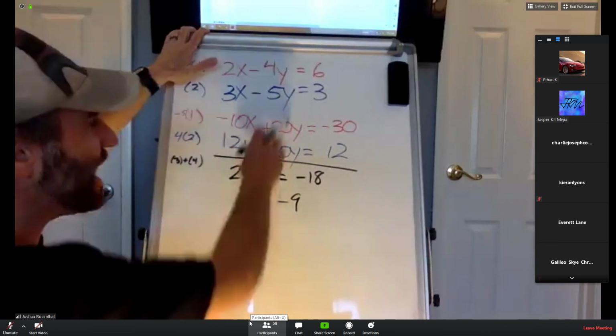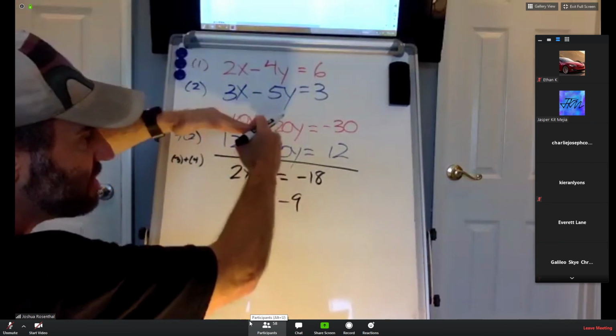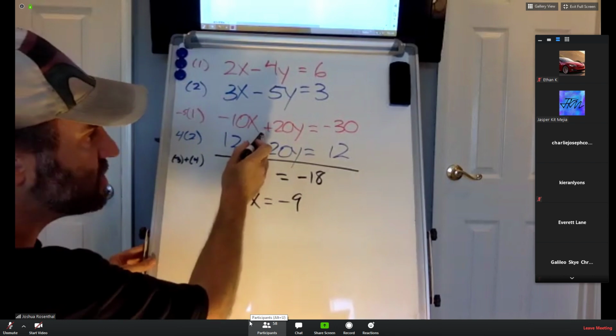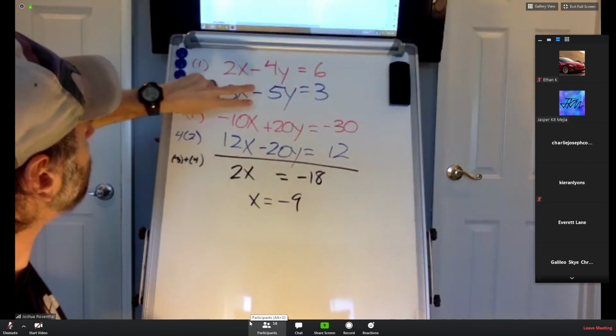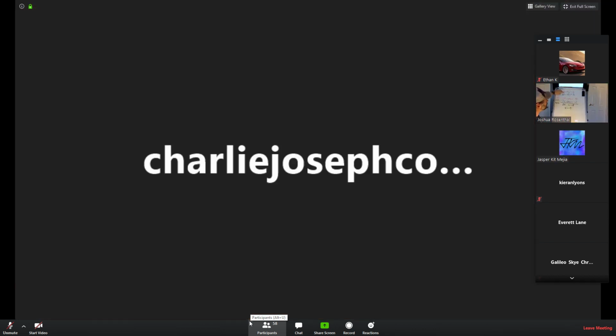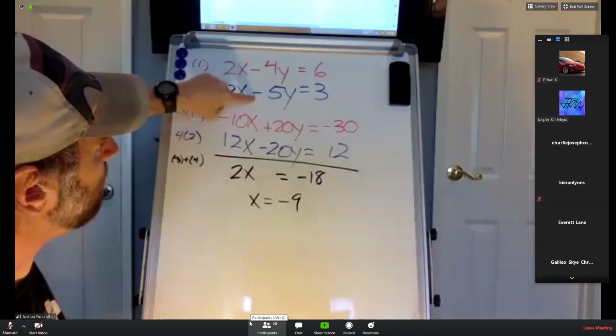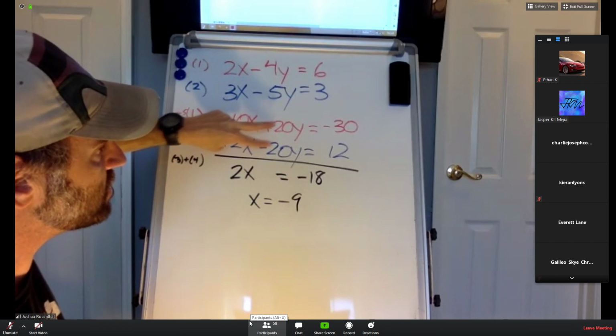But if you like adding the 2 equations instead of subtracting them, then you're going to want these to be opposites, not the same. In the beginning, they were the same. See that? So by multiplying one of them by a negative and the other by a positive, I got the signs to be different so that I could add them.